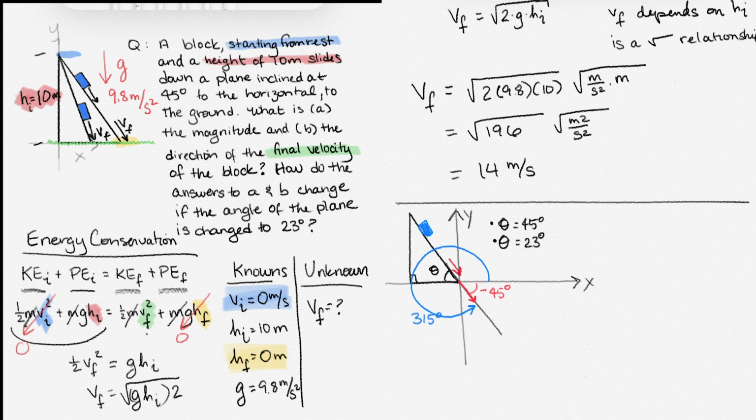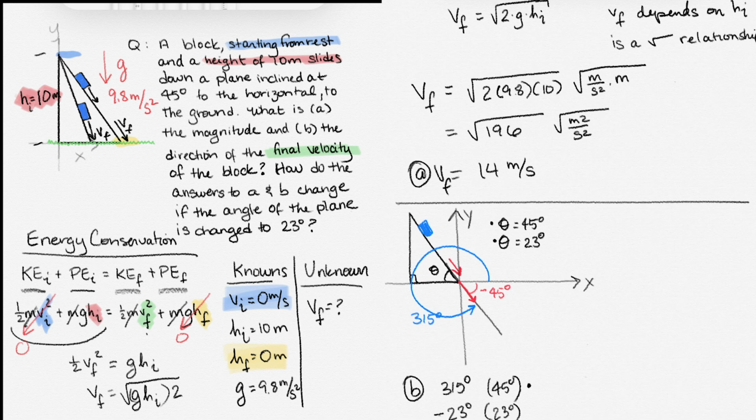If we were to do this for theta equals 23 degrees, so let me go back. The answer to A was v sub f equals 14 meters per second. That's the magnitude. And the answer to B is 315 degrees for the 45 degree incline. And, well, we have to do 360 minus 23 for the other, or let's write this down, minus 23 degrees for the 23 degree answer. Most of the time, you could write them down either way. This is a more correct way to write that.